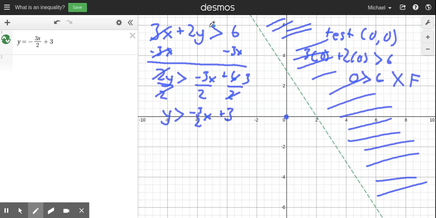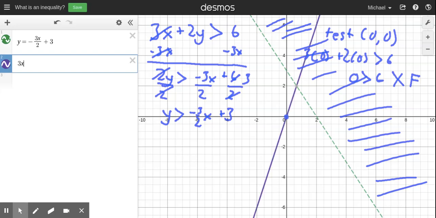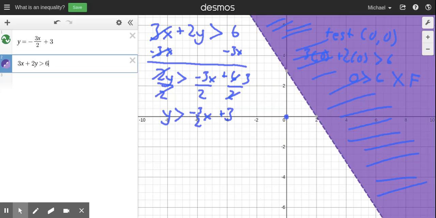But let's have Desmos actually shade it in for us so that we can see a nicer graph than what it looks like. So I'm going to put in my original inequality, and Desmos is smart enough that it will be able to interpret that. So there we go. There's our shading, the same side as what we thought.